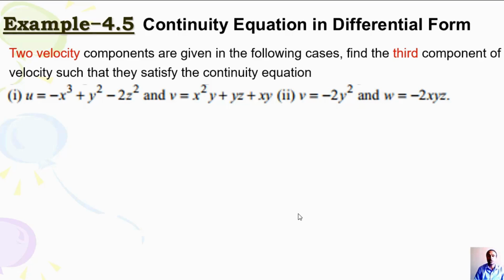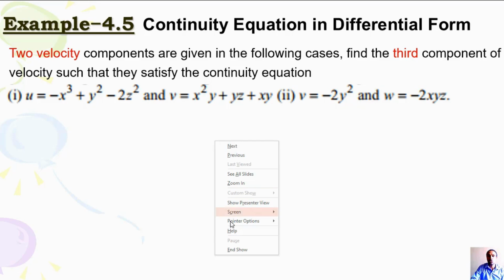Once we complete the velocity and acceleration of a fluid particle, which is very important in 3D axis and 2D axis, and also the continuity equation in steady flow, let us see now the continuity equation in differential form. You have two velocity components given in the following cases. Find the third component of velocity such that they satisfy the continuity equation.